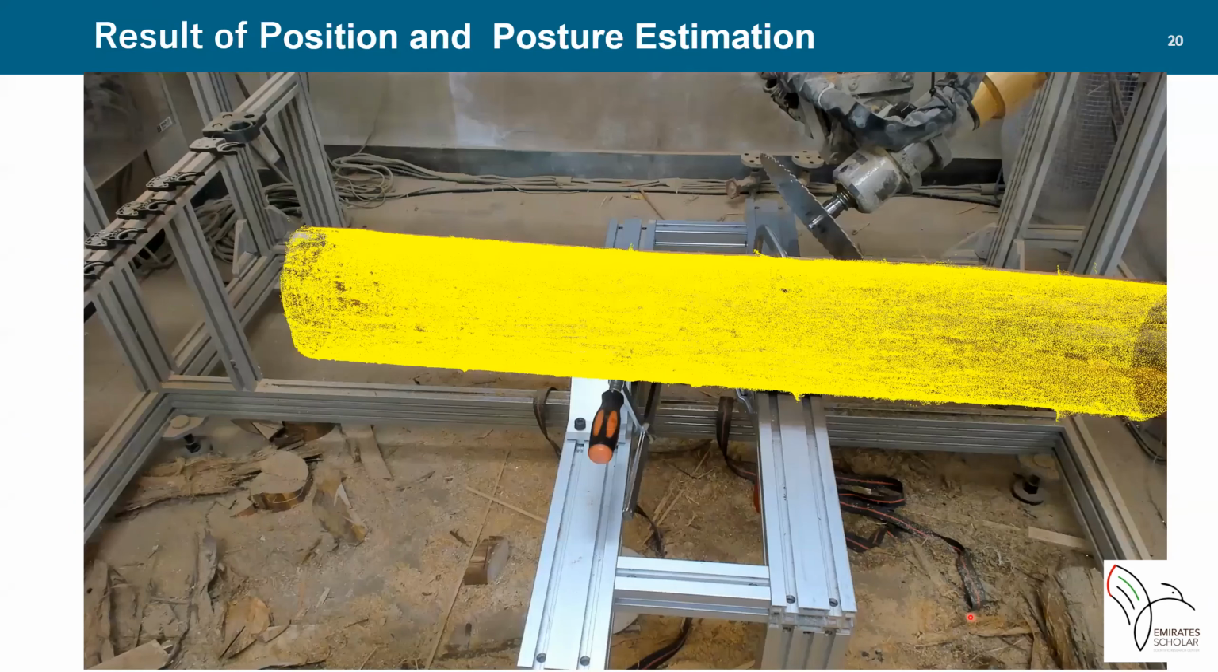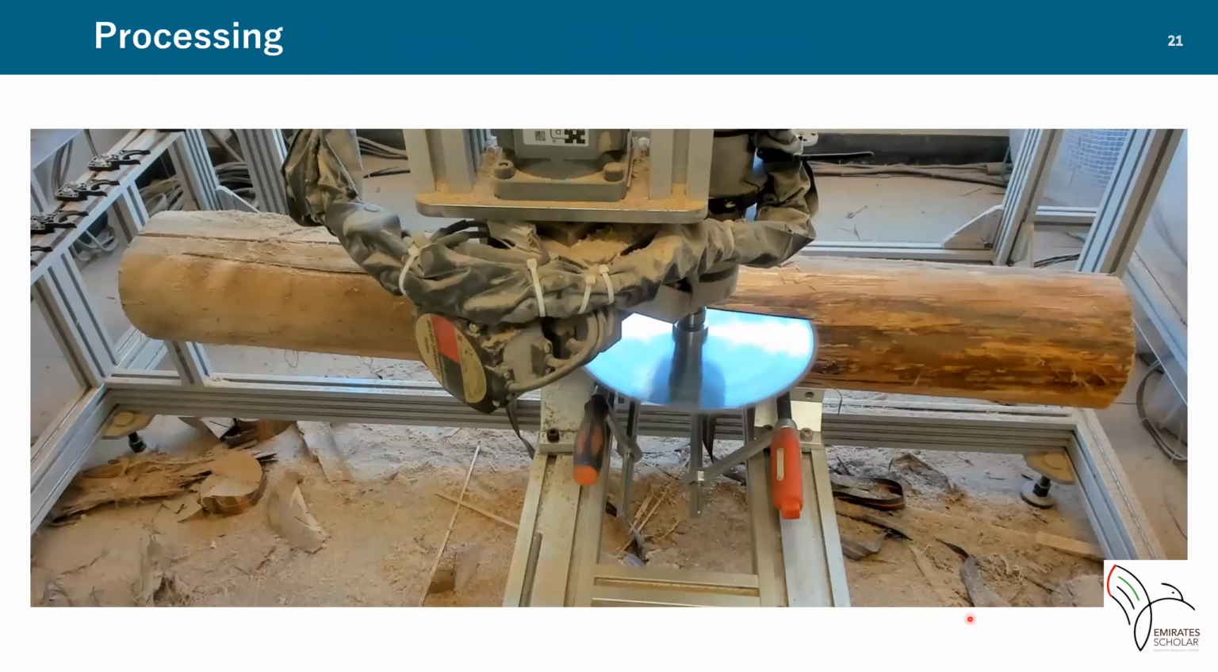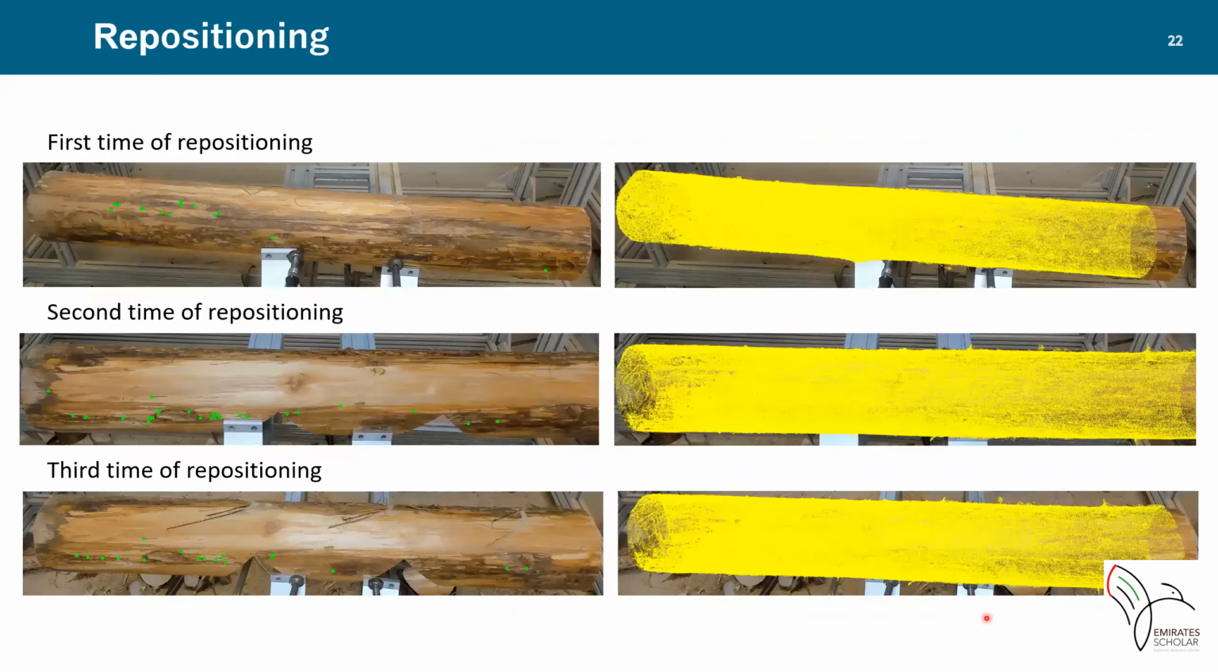This is the result of projecting the estimated log model onto the camera image. Now the estimation is done, and we have processed it. Here is a picture of it being processed. In the case of this part, it was repositioned 3 times, and the estimation was successful 3 times. The image on the left shows the location of the matched image features during the estimation process. Experimentally, estimation is successful when more than 25 points are matched.